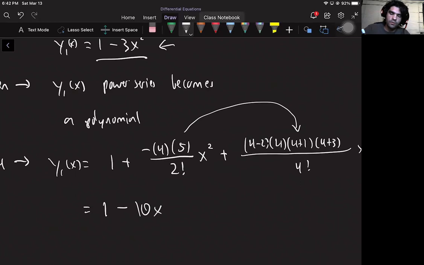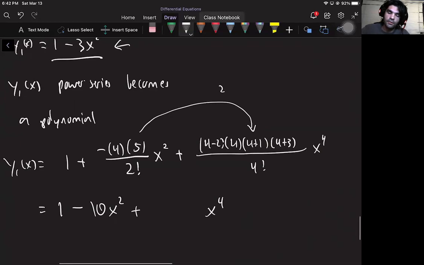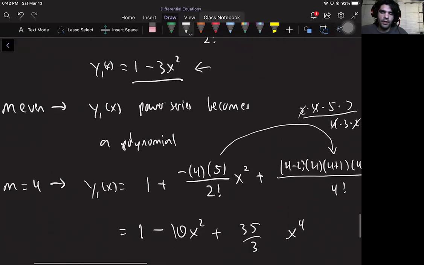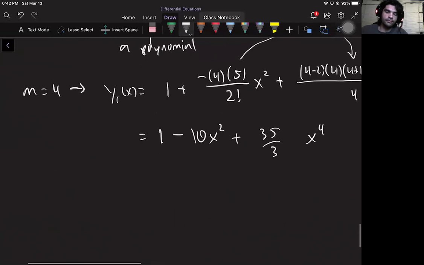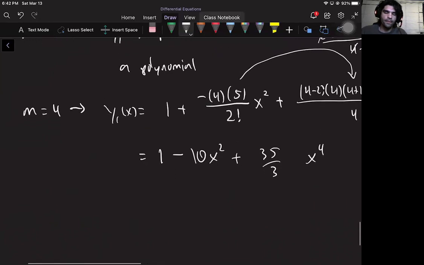This will be 10x squared. This one, we can calculate that, plus something, x to the 4th. What is that? I guess I'll do it: 2 times 4 times 5 times 7 over 4 times 3 times 2, 35 over 3, x to the 4th. So then the point is that we get polynomial solutions to the differential equation when m is even.